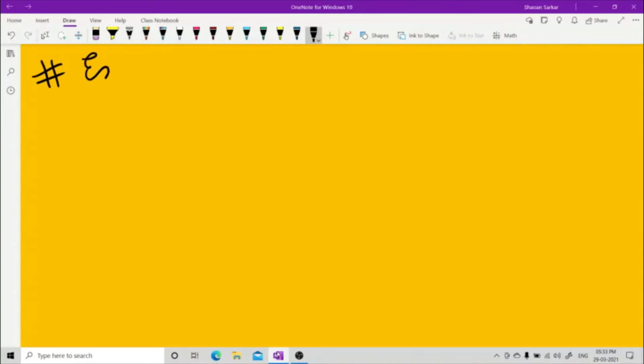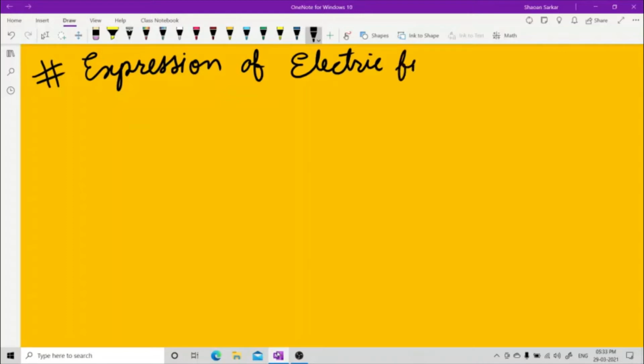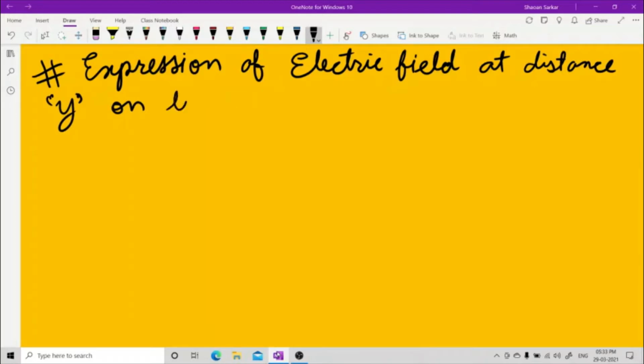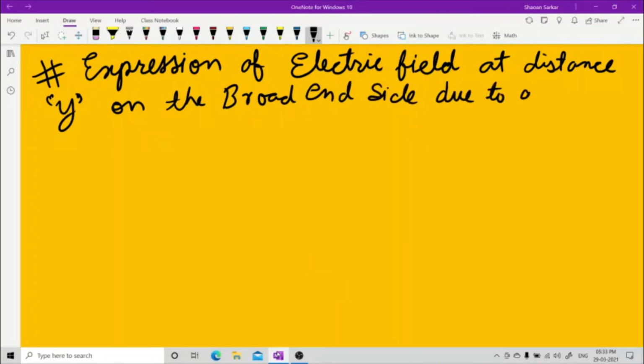Expression of electric field at a distance y on the broad end side due to an infinite wire.